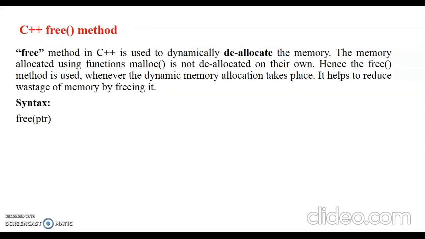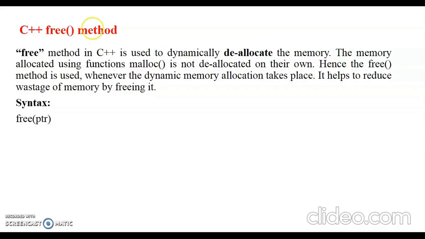Similarly, C++ has another method that is called free. This is to deallocate memory, similar to the delete operator. The memory allocated using the function malloc is not deallocated on its own, so the free method is used whenever dynamic memory allocation takes place. It helps to reduce wastage of memory by freeing it, and its syntax is quite simple: simply free, and inside the parameter you write the ptr name.